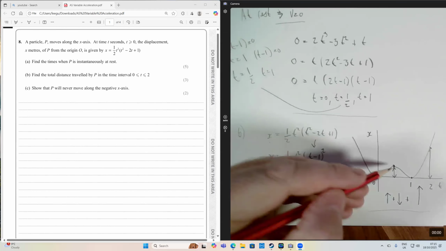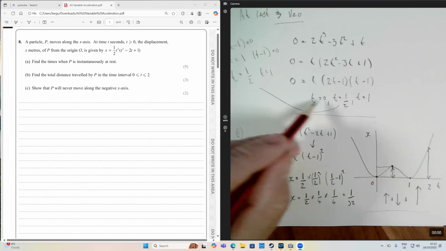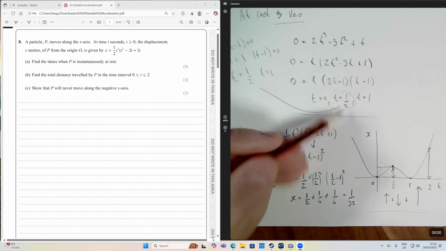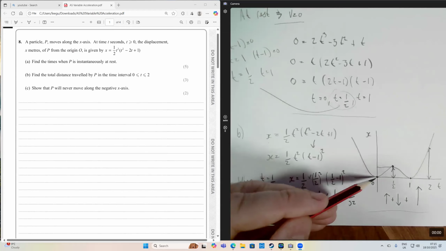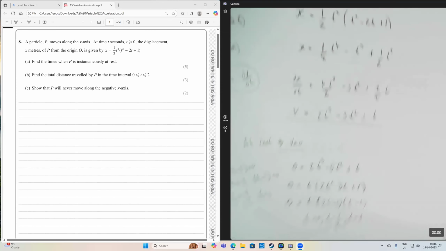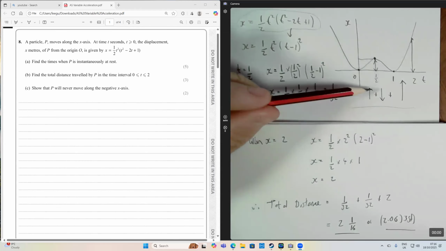So what we need to do is find out, okay, what is the displacement value at this value here, which we found was t is equal to 1/2, because this is one of the turning points. Turning points were at 0, 1/2, and 1. So let's do that now. When t is 1/2, we're going to sub into the original non-differentiated equation for displacement, and that gives us 1/2 times 1/2 squared times 1/2 minus 1 all squared, which is 1/2 times 1/4 times 1/4, which is 1/32.